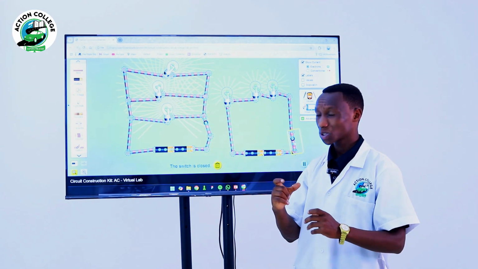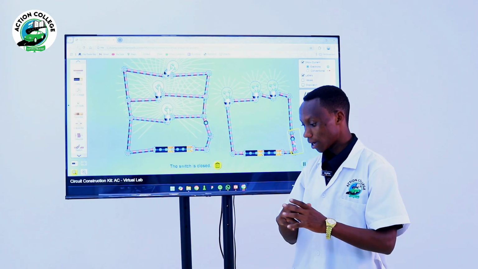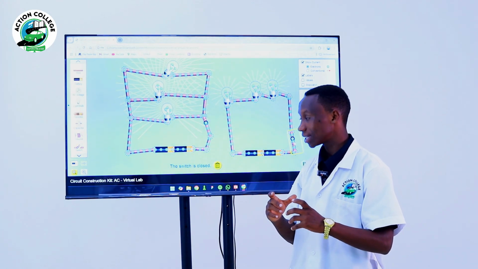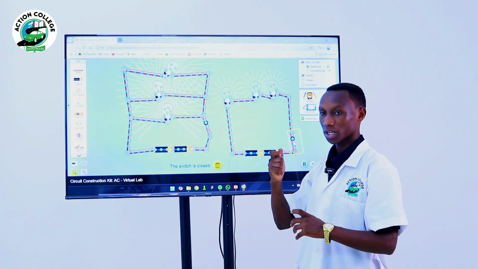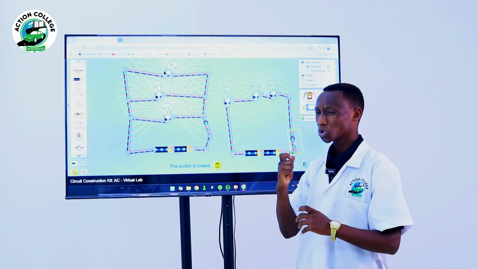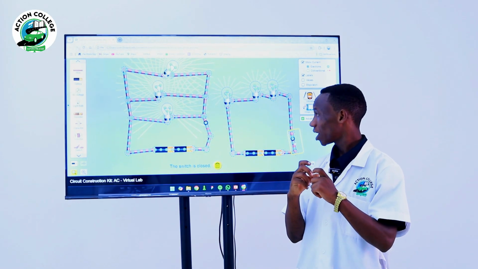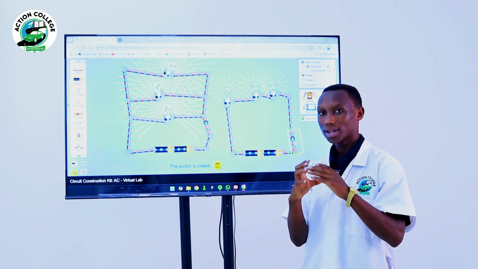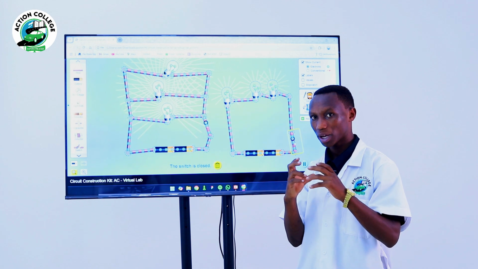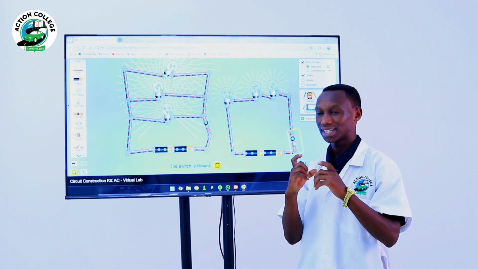This means that the first one, which is connected in parallel, produces higher light compared to the second one, which is connected in series. For the resistors connected in parallel, the total resistance will be too low compared to the one connected in series.